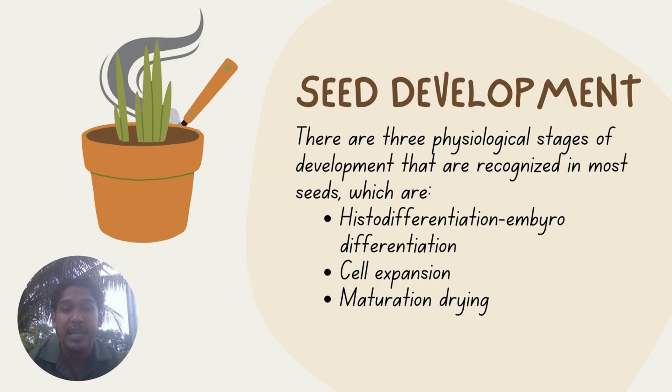Now we look into the seed development. There are three physiological stages of development that are recognized in most seeds. The first one is histodifferentiation or embryo differentiation. In this stage, there is a rapid increase in seed size due predominantly to cell division. The second one is cell expansion. In this stage, there is a larger increase in seed size for deposition of food reserve. And lastly is the maturation drying, in which there is a dramatic loss in seed fresh weight due to water loss. So these are the three physiological stages of seed development.